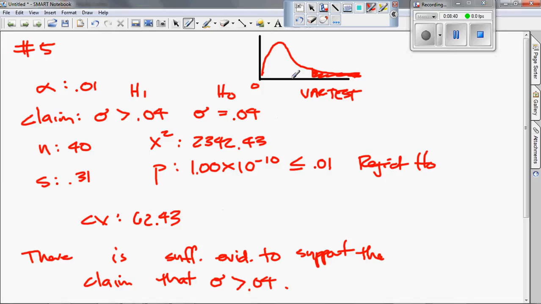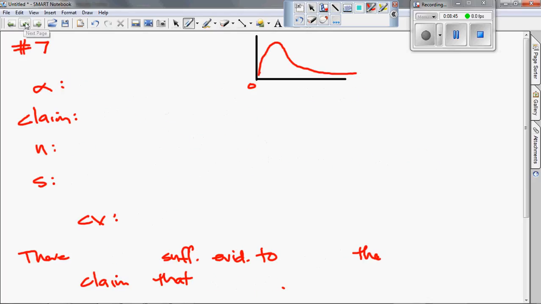Alright, very good. And let's go on to the next problem, number 7. We are using a significance level of 0.05, and we are testing the claim that the new production line has errors with a standard deviation different from 43.7. It's different than 43.7. And then N for this problem is 81 altimeters. The sample standard deviation is 52.3.